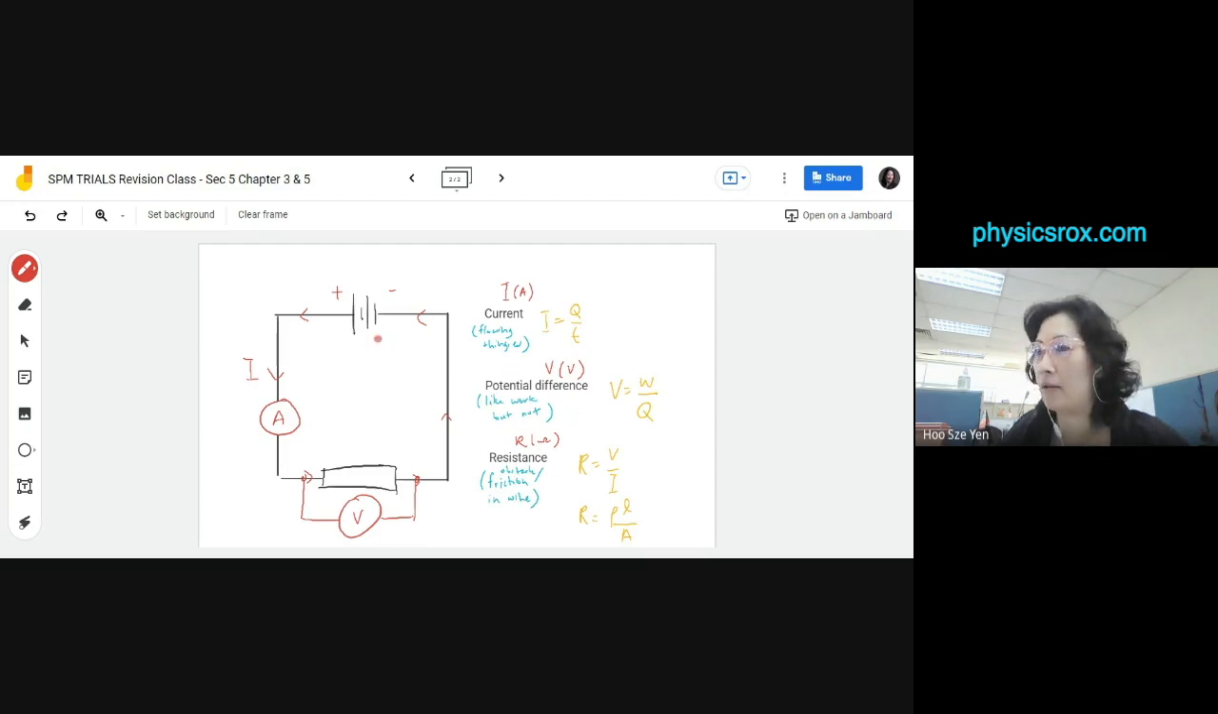Oh, one more formula. I don't even remember that I gave this. If you had to count based on the number of charge, right?